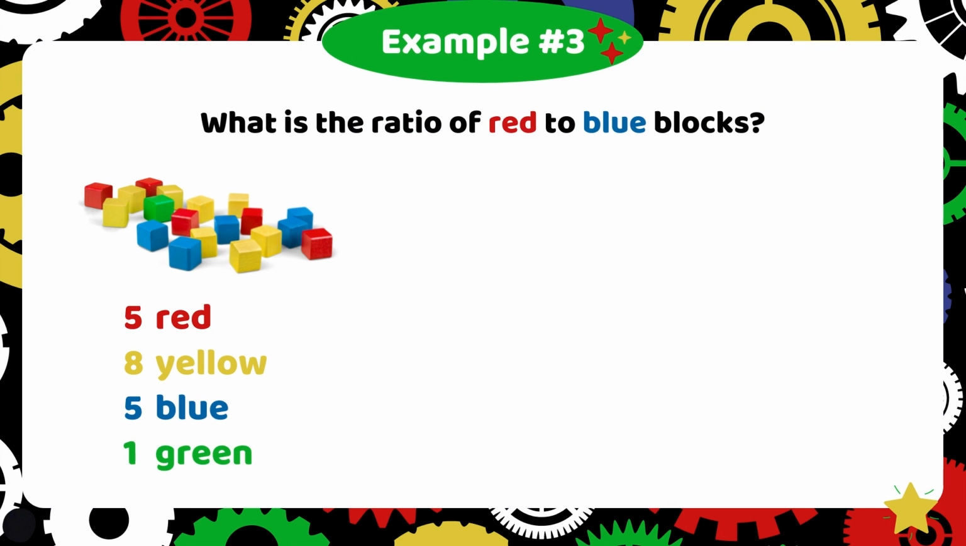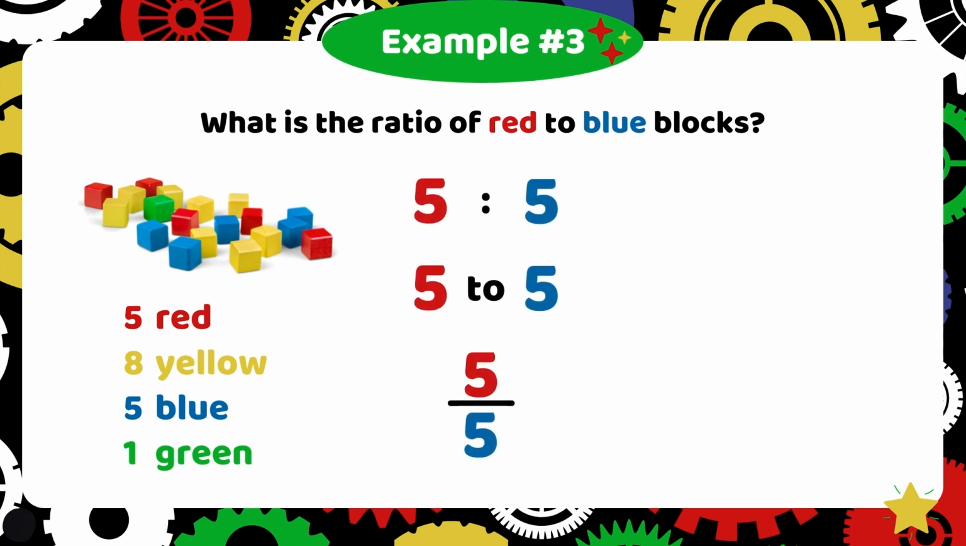Example number 3. What is the ratio of red to blue blocks? Since there are 5 reds and 5 blues, we can write it as 5 to 5. In a way that's similar to fractions, because both of these numbers are divisible by 5, we can simplify this ratio. We can write it as 1 to 1. But we don't want to simplify it any more than this, keeping in mind that a ratio is a comparison of two numbers. We have to still have two numbers to compare. So we leave it as 1 to 1.